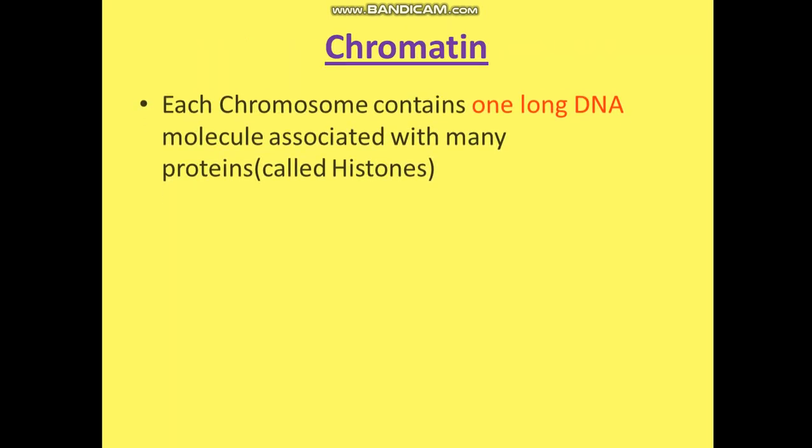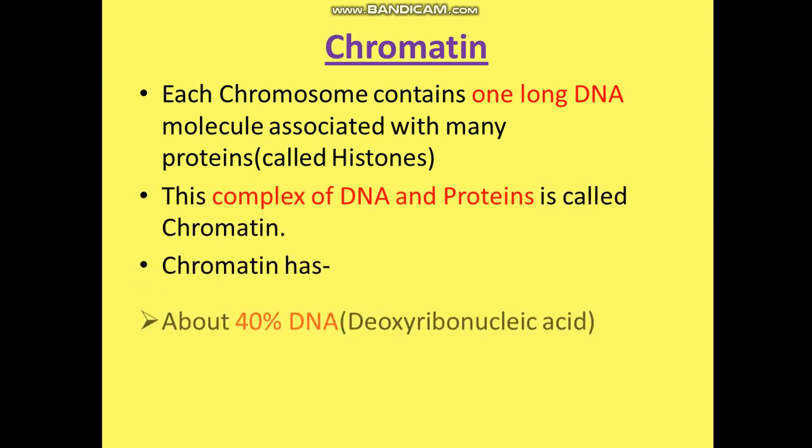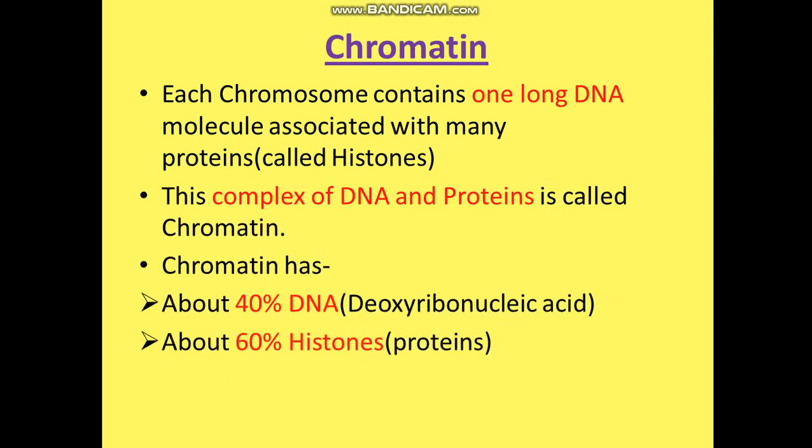Chromatin. Chromatin is made up of 40% DNA and 60% histones. We have already had a talk about 40% DNA. Now coming on to histone.